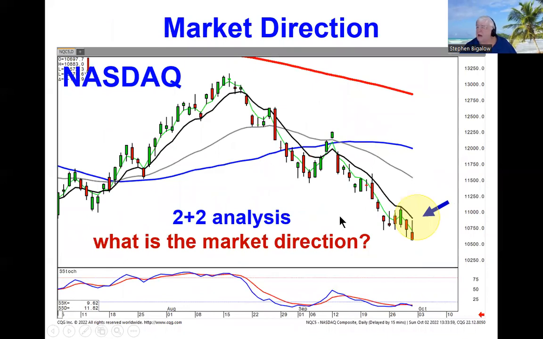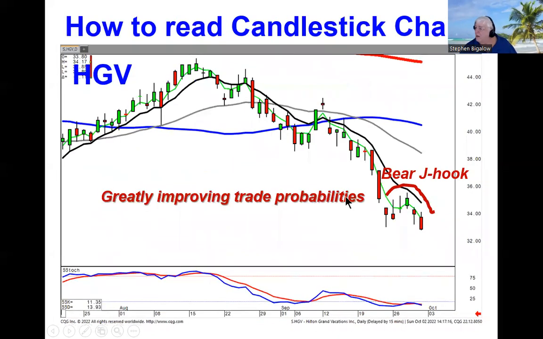But the 2+2 analysis is analyzing what the overall market direction is. If the market is trading bearish, why go against the probabilities? Pick out the trades that are showing strong evidence of bearish candlestick signals and patterns. This is a bearish trend kicker signal, one of your strongest reversal signals. But if you've got a signal that can also be identified forming a pattern, that just improves your probabilities that there's still a lot more downside in HGV.